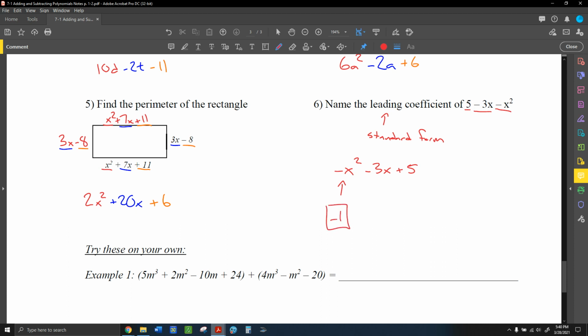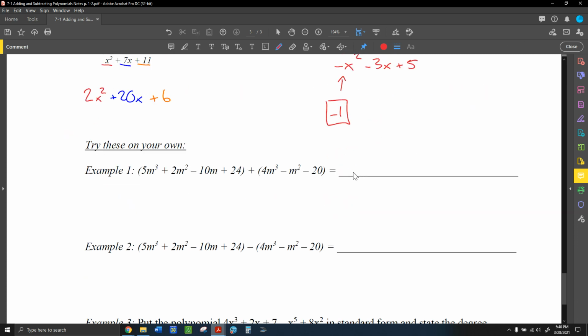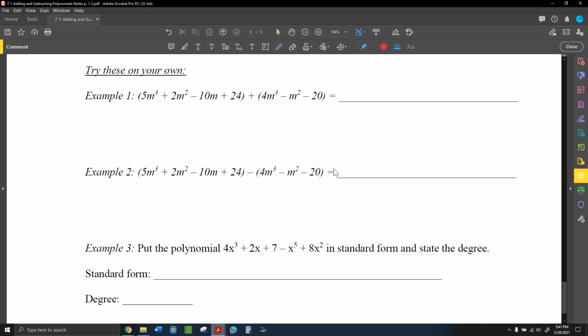All right. So this has been our notes on adding and subtracting polynomials. Go ahead and try the remaining 3 examples on your own and watch the video to check your work.